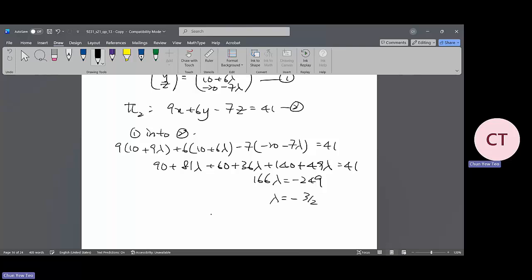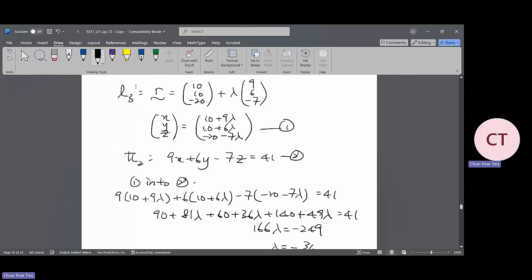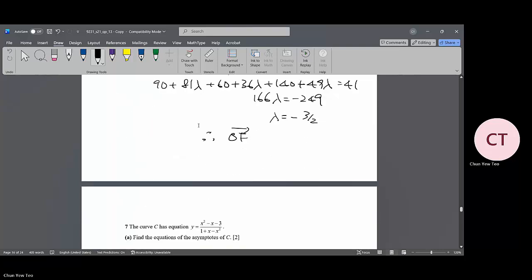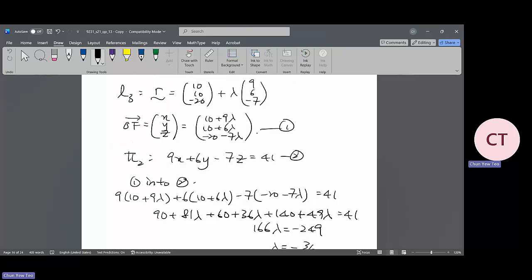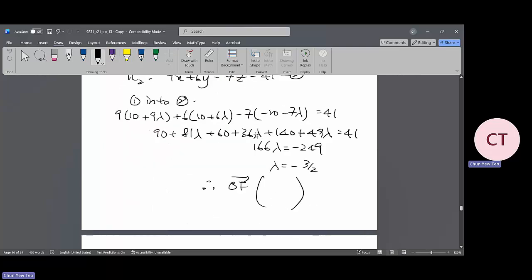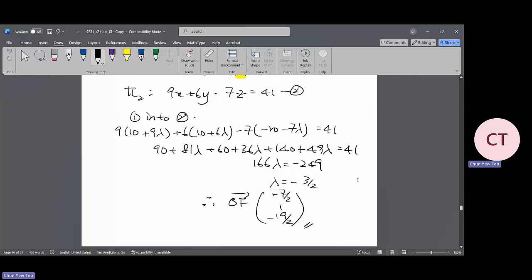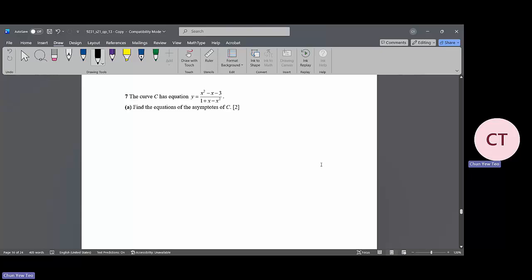Then your lambda will be -3/2. So therefore, this is the OF, the foot. Just replace all the lambda over here with -3/2. You press the calculator, then you will get (-7/2, 1, -19/2). Done. This will be the answer for question number 6D. And moving on, we have question number 7.